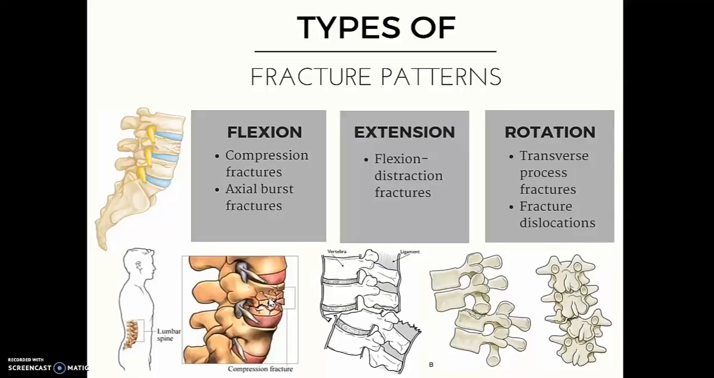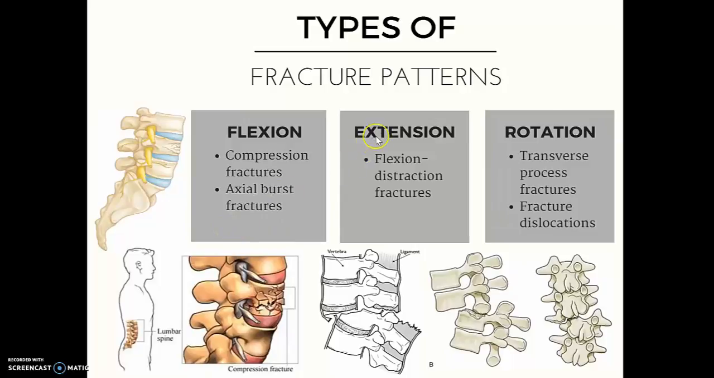Another type of flexion fracture is the axial burst fracture. This fracture is more severe because the vertebrae is fractured in multiple places. This can cause damage to the spinal cord when the broken pieces of the vertebrae spread out.